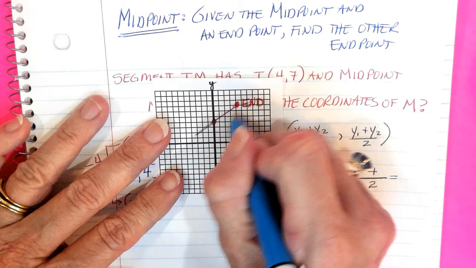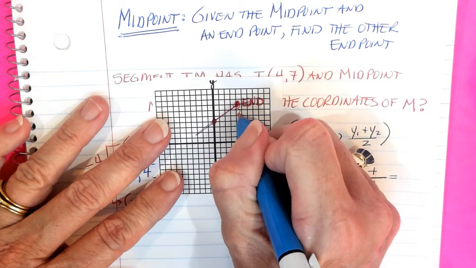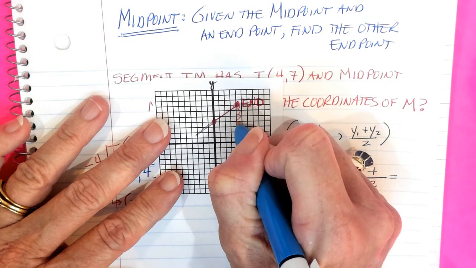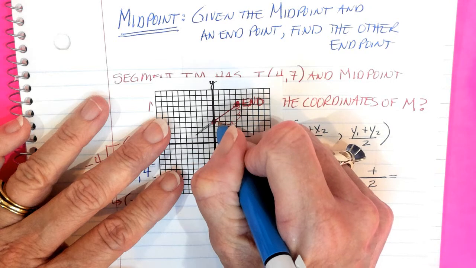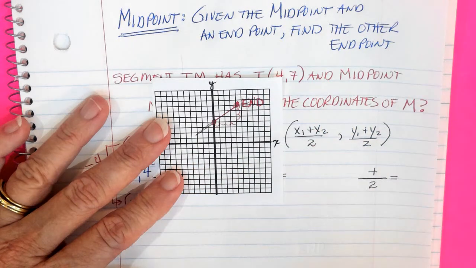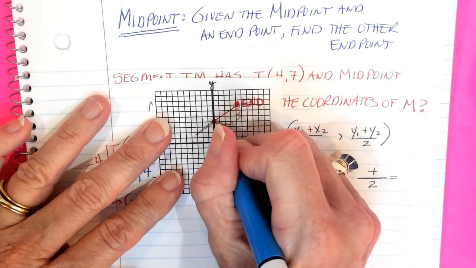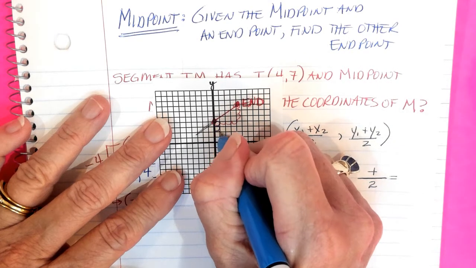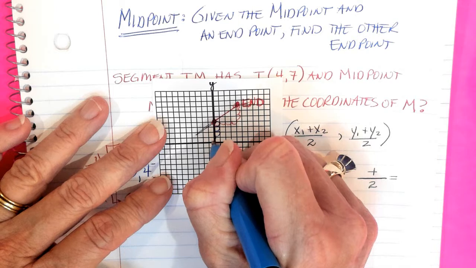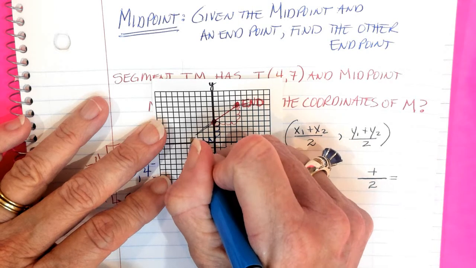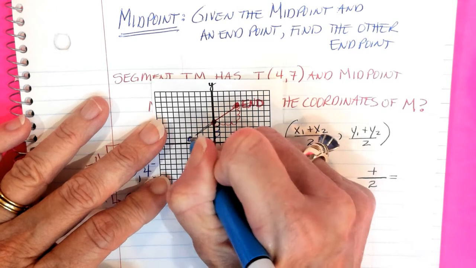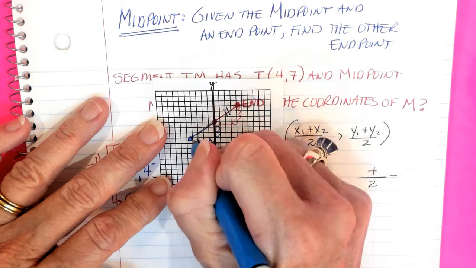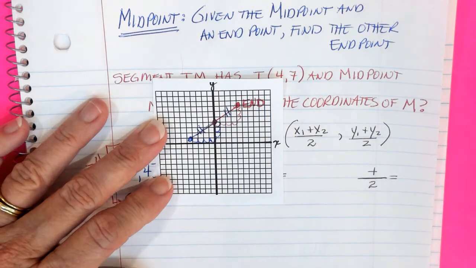To get from the endpoint to the middle, I came 1, 2, 3 down, and I came 1, 2, 3, 4 over. So I would again go 1, 2, 3 down, and 1, 2, 3, 4 over to plot my point. And I would have this piece the exact same as this. I'd mark it with congruency.